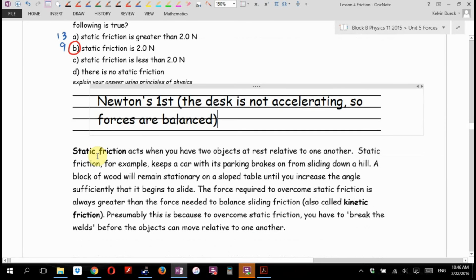Static friction acts when you have 2 objects at rest relative to each other. For example, static friction is what keeps a car at rest on a hill when you apply the emergency brake or the parking brake.